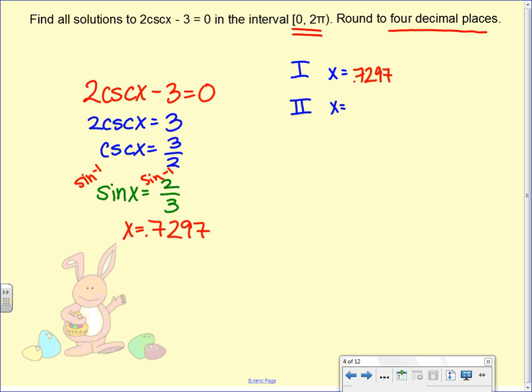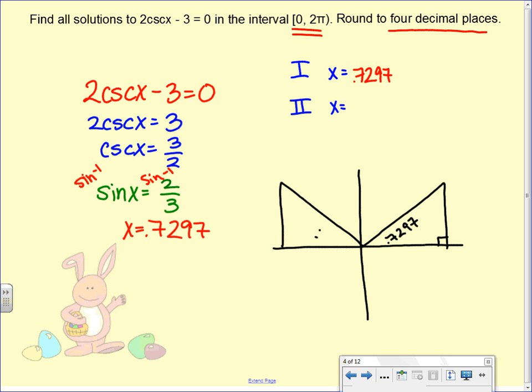Okay, still need the answer in quadrant 2. We're going to do the same thing we did before with the reference triangles. Okay? I have an angle in quadrant 1, and this is the angle, 0.7297 radians. Quadrant 2 is the one I'm looking for. It will have the same reference angle. So I need to calculate from the positive x-axis, rotated counterclockwise, that blue rotation. But we're not in degrees, we're in radians. So it's pi, take away the angle I have, 0.7297, and that's going to give you your other solution, 2.119.